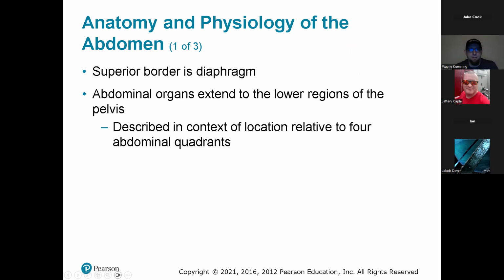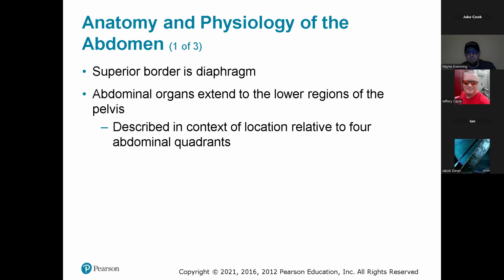The anatomy and physiology of the abdomen. The superior border is the diaphragm. The highest portion of the abdomen is the diaphragm. The lowest portion is the pelvis. The abdominal organs extend to the lower regions of the pelvis.